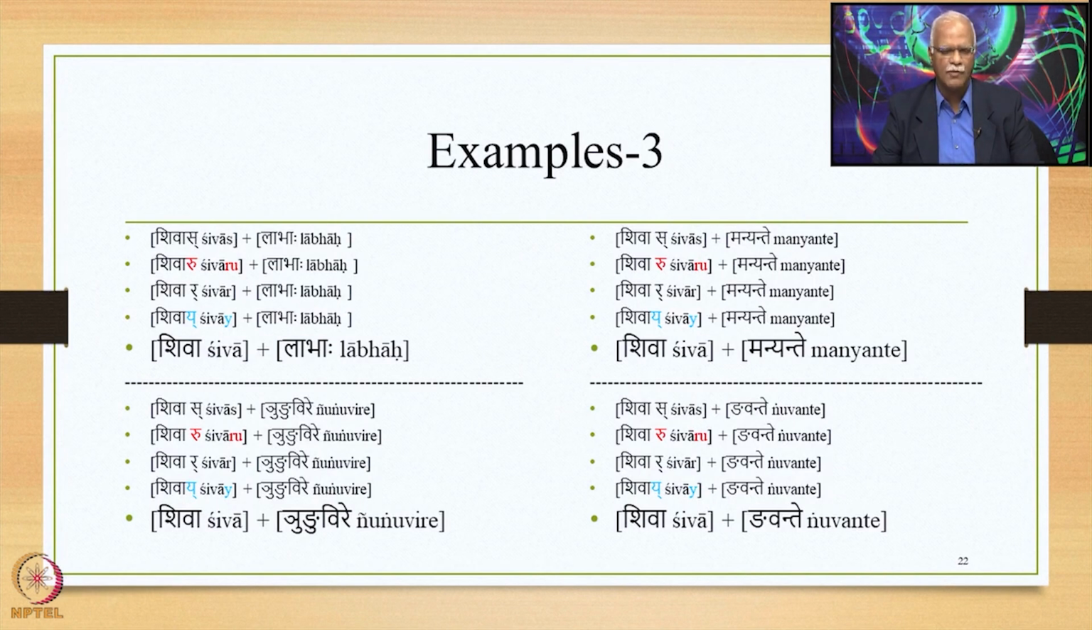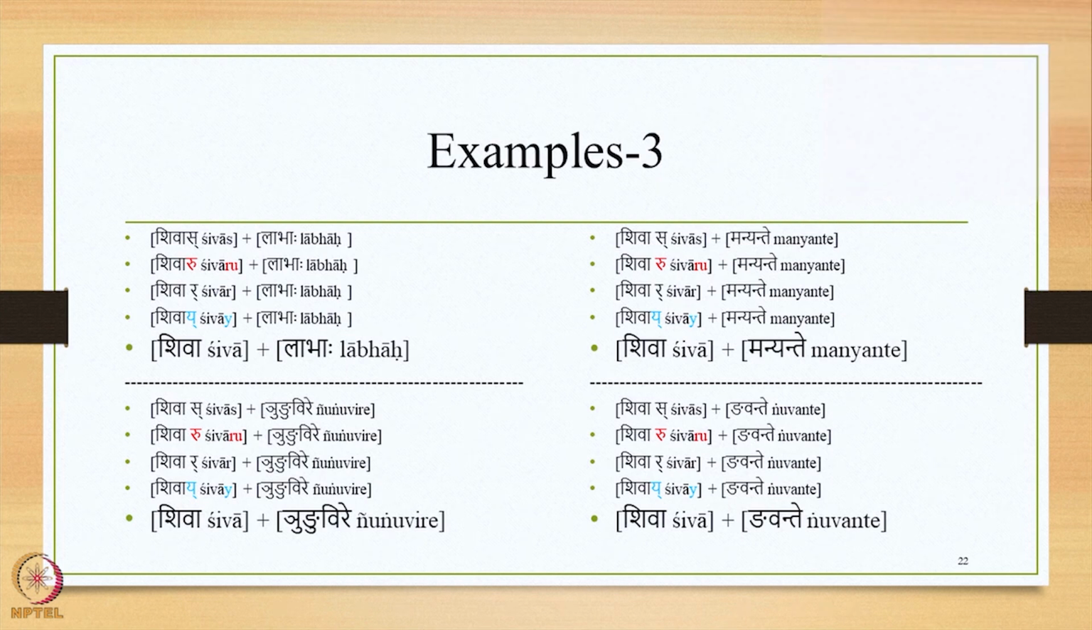Then we have Shiva Labhaha. The input is Shivas Labhaha. Sa is substituted by Ru by Ya, and finally Ya is permanently deleted, so we get Shiva Labhaha. Then we have Shivas plus Nyungu Vire, where Sa is followed by Hush, namely Nya, and so this Sa gets substituted by Ru, then Ru by Ya, and then this Ya is substituted by 0 substitution. So we have Shiva plus Yungu Vire.